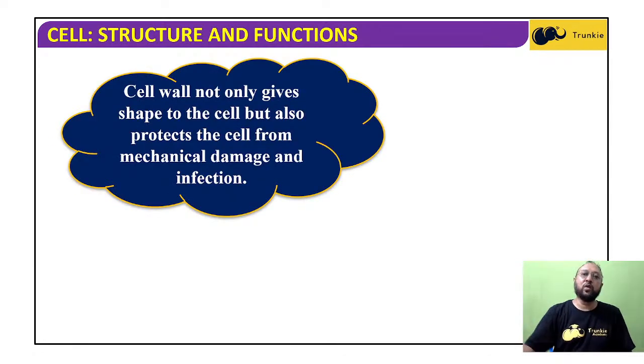Cell wall not only gives shape to the cell but also protects the cell from mechanical damage, very important, and infection also. It's not only giving a characteristic, particular type of shape to the plant cell, but also providing protection from damage, because this cell wall is hard and rigid, and also giving protection from infection.